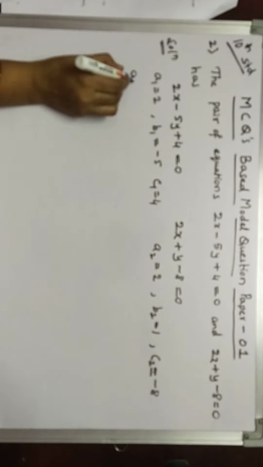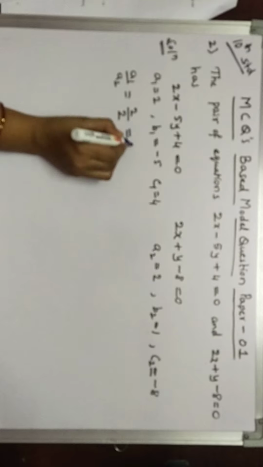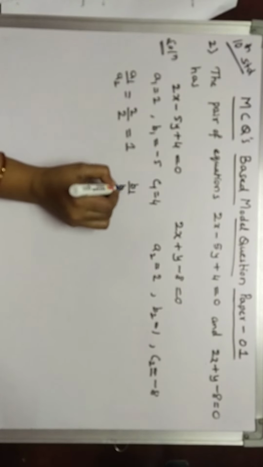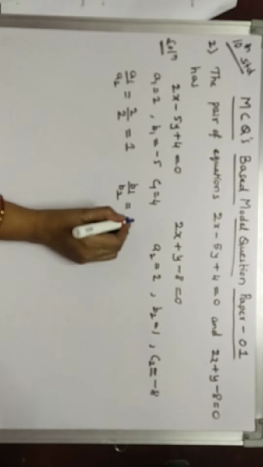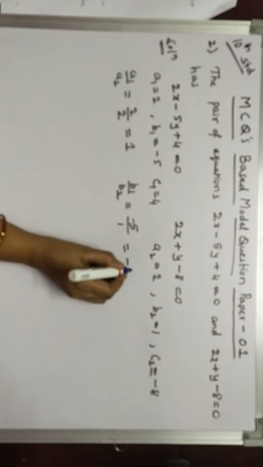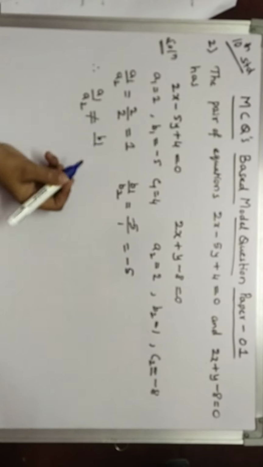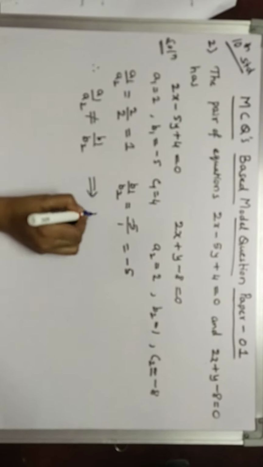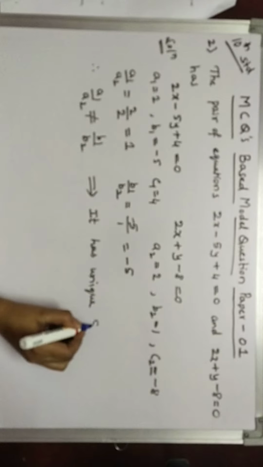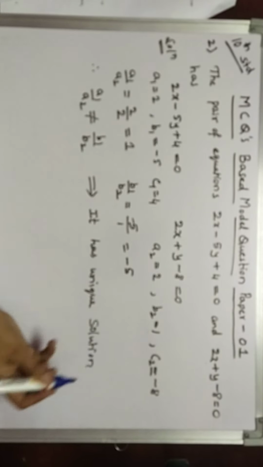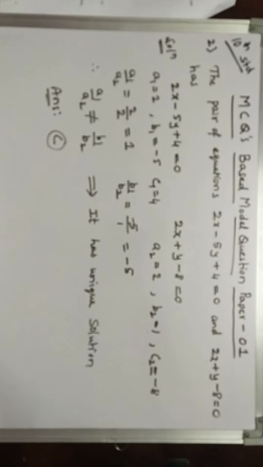Yes, so check a1 by a2 is how much? a1 is 2, a2 is also 2, so the answer is 1. Same way b1 by b2 you check, b1 is minus 5 and b2 is 1, so minus 5. See, a1 by a2 is not equal to b1 by b2. It means it has a unique solution. Unique solution, so option C. So the answer is option C. This is the condition. Next question.